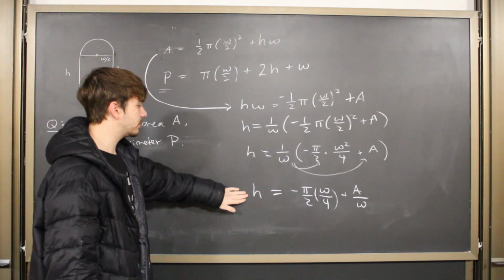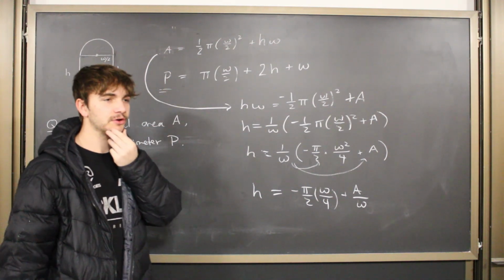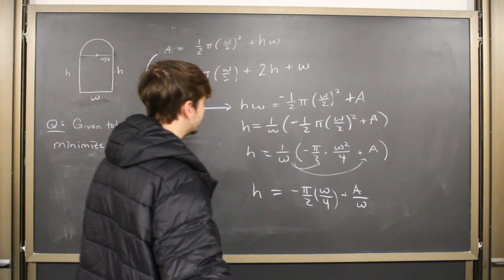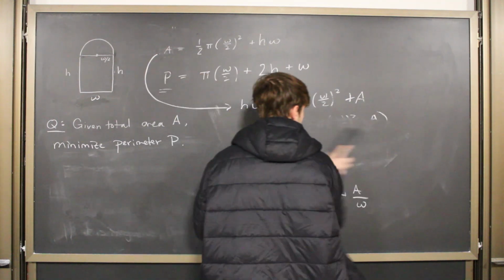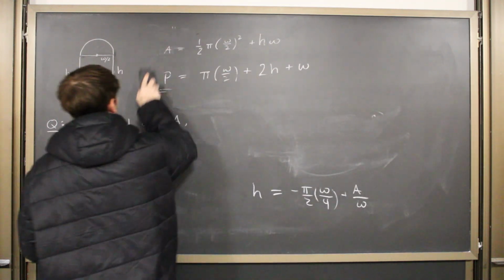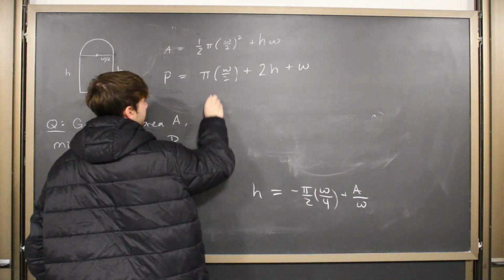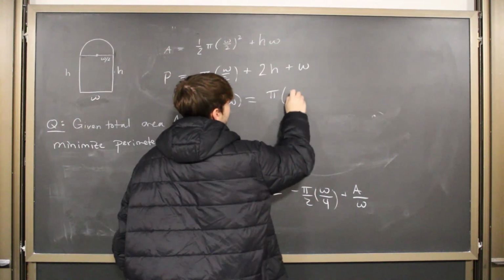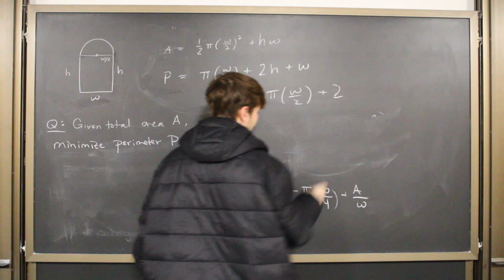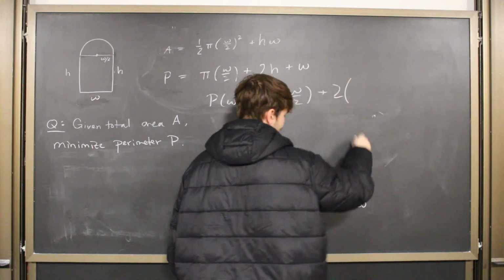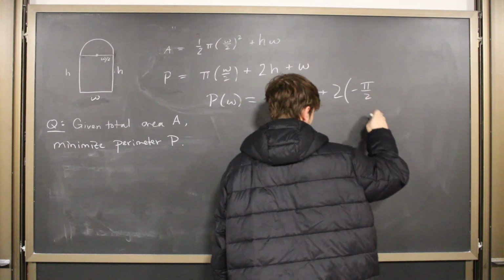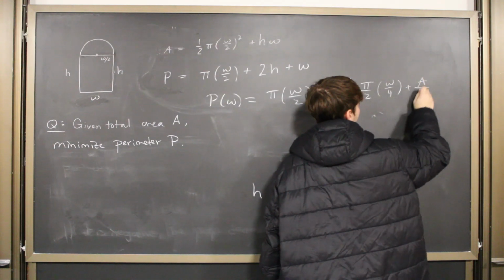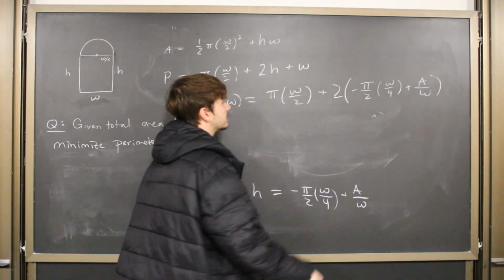And that allows us to plug this h back into our perimeter function and then realize the perimeter function as a function of one variable w. So let's now write P of w. Okay, so it's pi times w over 2 plus 2h, and h is this gross expression here. Negative pi over 2 times w over 4 plus A over w. And then plus one more w.